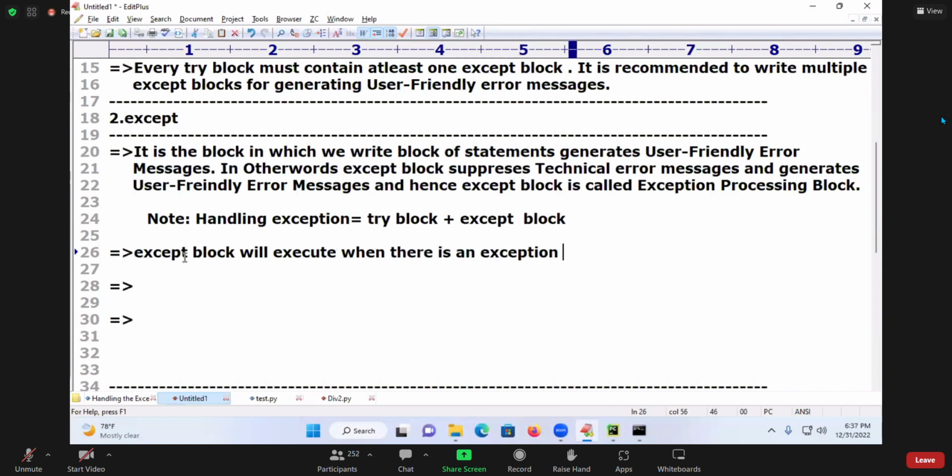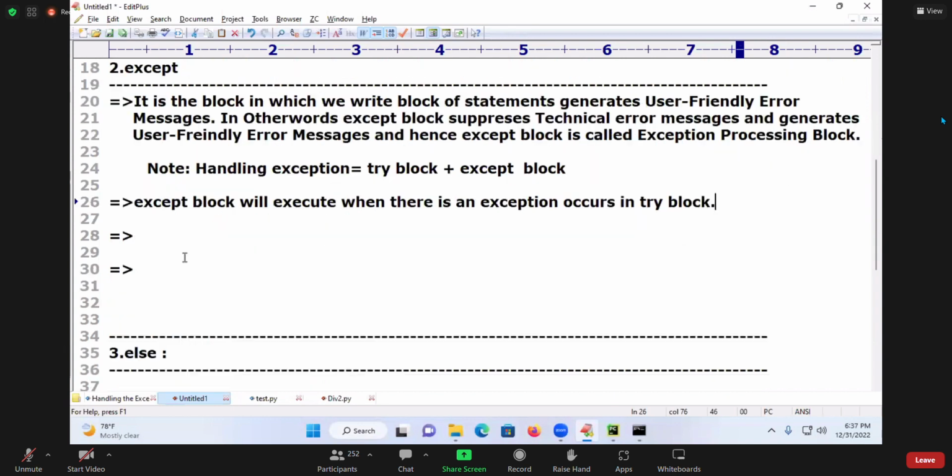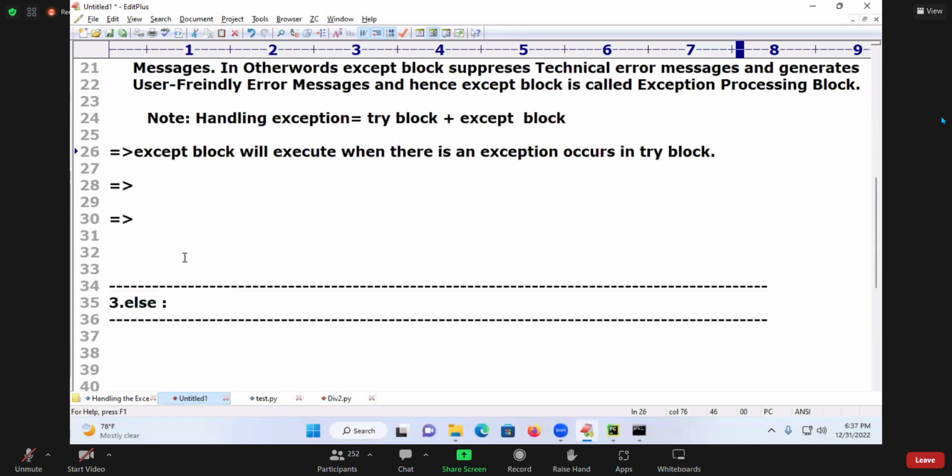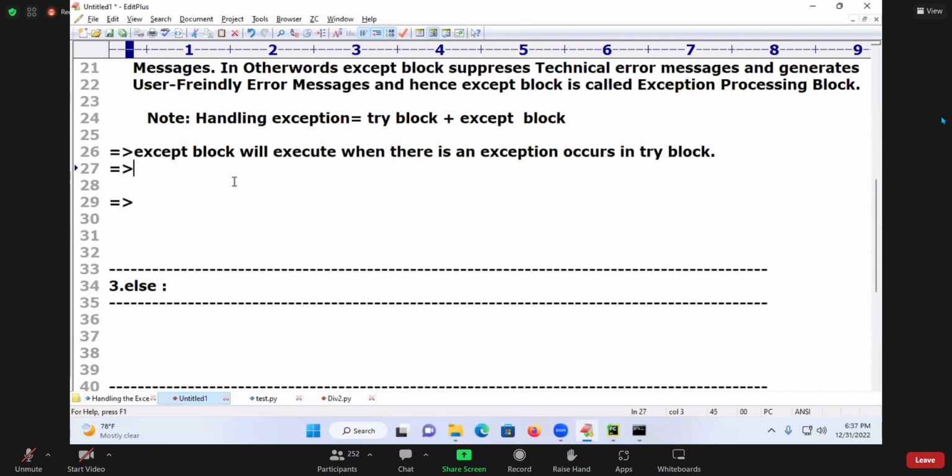When there is an exception, the except block will execute. When there is an exception occurs in which block? Try block. When there is an exception occurs in try block. Are you following? Yes.